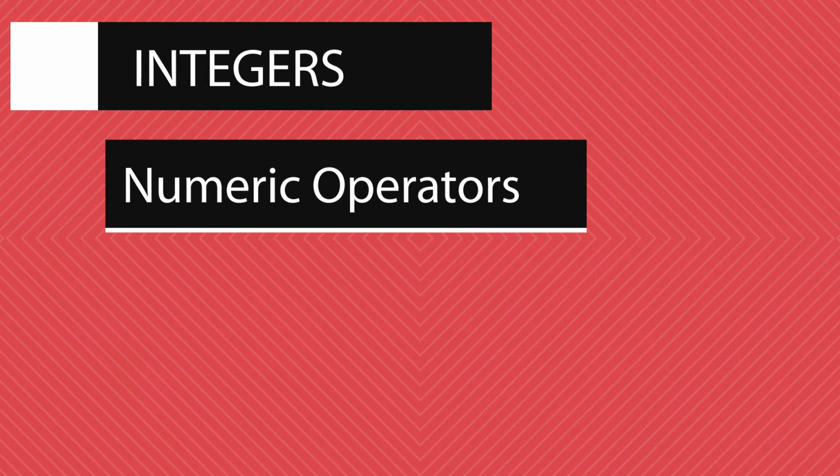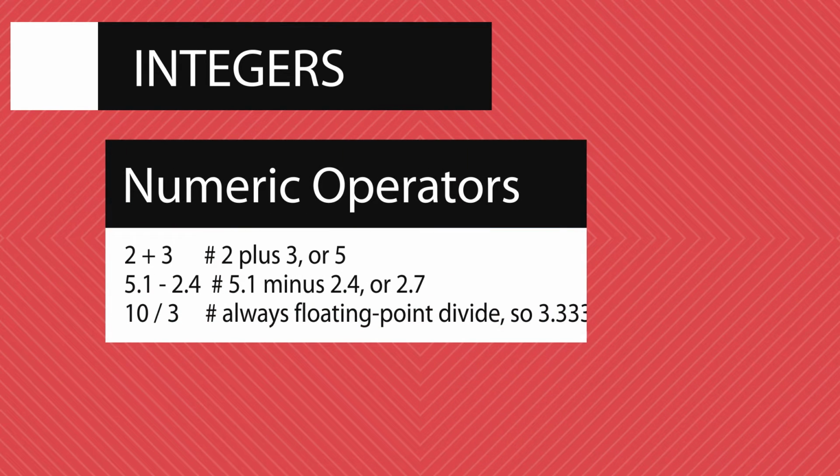Numeric operators. Operators are Perl's verbs. They decide how to treat the nouns. Perl provides the typical ordinary addition, subtraction, multiplication, and division operators. These numeric operators always treat their operands as numbers and are denoted by symbolic characters.